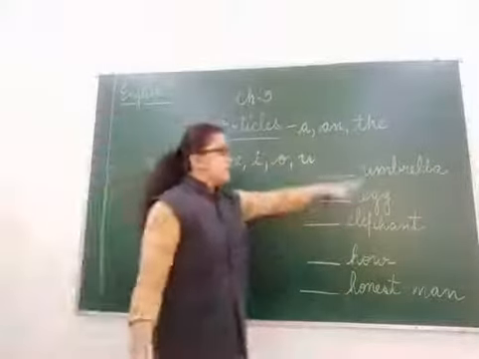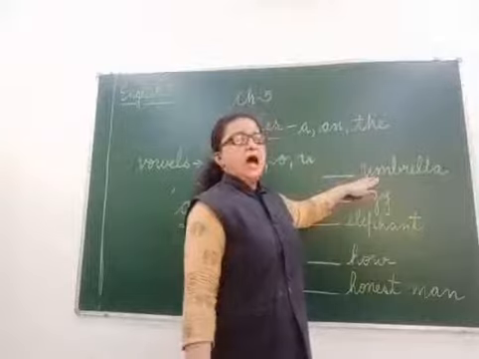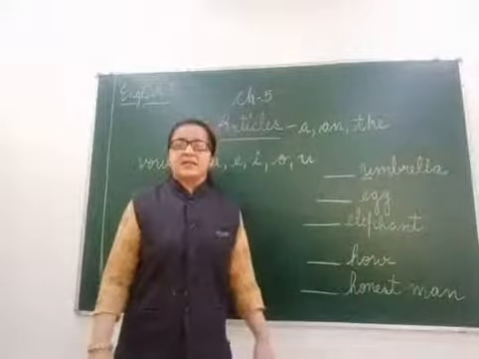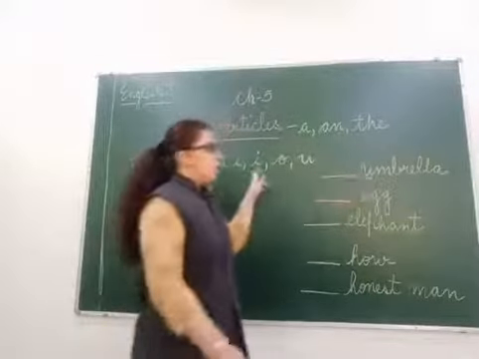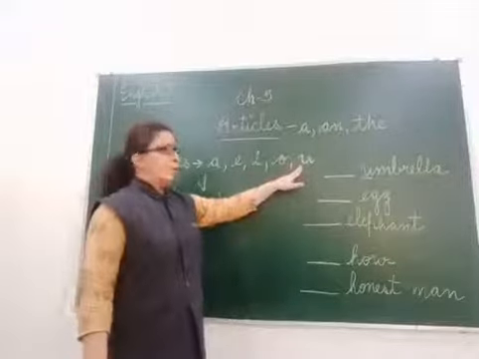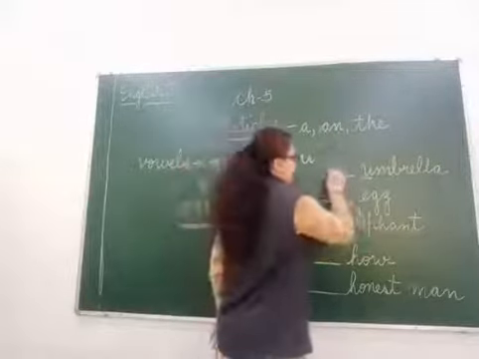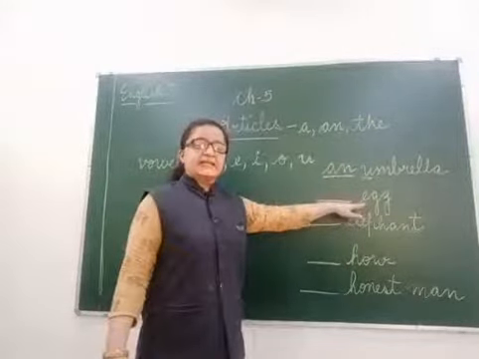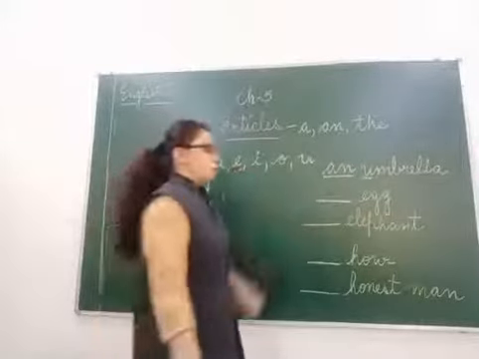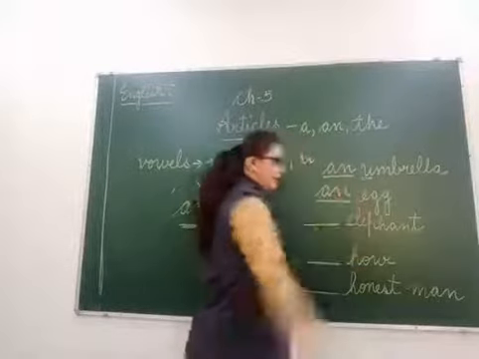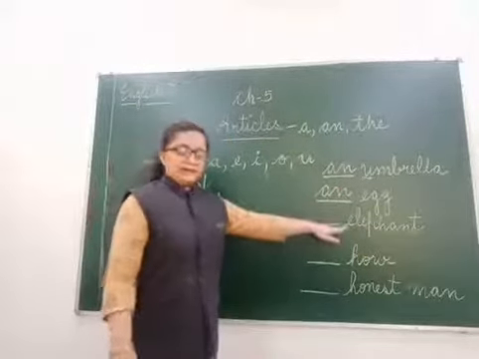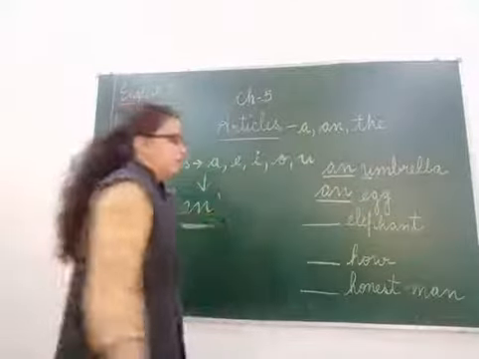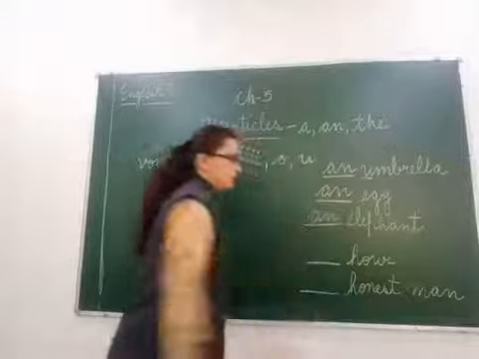For example, umbrella. Umbrella is starting with letter U. So, U is a vowel. So, what you will say? An umbrella. Okay. Egg. Egg is starting with the letter E. E is again a vowel. So, what you will say? You will say an egg. Elephant. E is again a vowel. You will say an elephant.